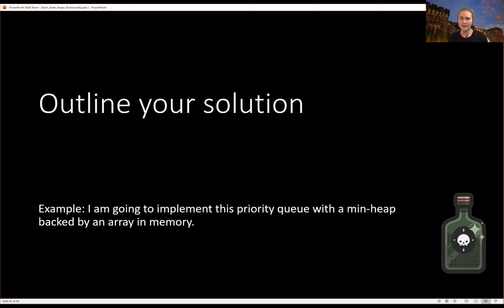So here I say, I'm going to implement this priority queue with a min heap backed by an array in memory. This means I understand the interface I'm implementing. I know about a heap data structure, and I know how to implement a heap data structure. Here they might ask you questions about why a heap, why not a list? And this discussion is part of data structure and algorithm evaluation. This will definitely get check marks on understands data structures and algorithms, even before you've coded. So this is important.